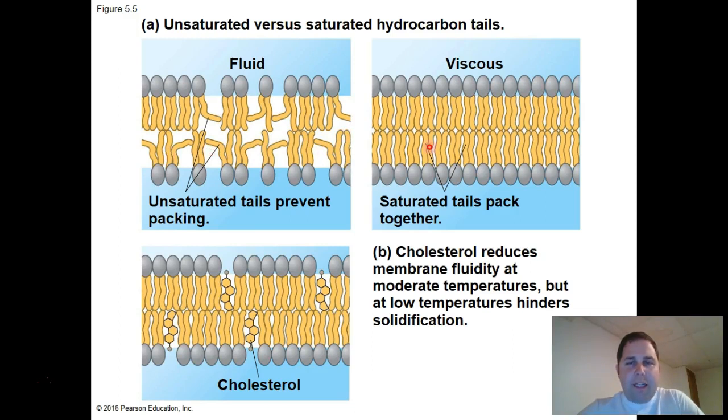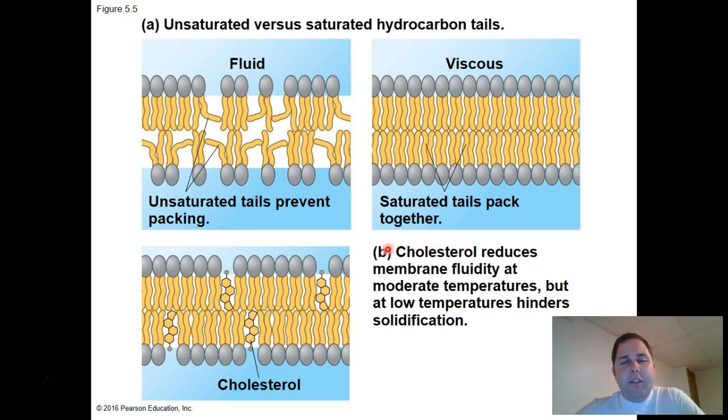If we have more saturated tails, like we saw in animal fats and in butter, for example, they pack very nicely. When they pack, the membrane can become very viscous and unfluid. One thing that happens for cells is that cells exist in environments with various temperature gradients. They need to be able to manage their cell membrane so it doesn't become either too viscous, in which case nothing will move, or too fluid, in which case things will sort of flow right through it.